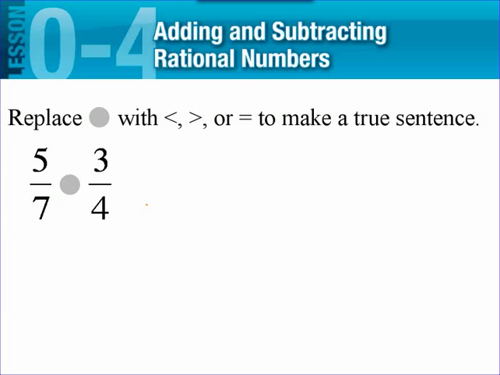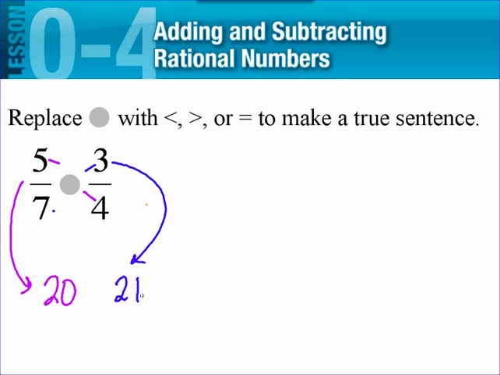So what we're going to do is compare this fraction right here. We need to replace it with a less than sign, a greater than sign, or an equal to sign. So if I look at 5/7 and compare it to 3/4, once again I'm going to take 4 times 5. I bring my answer down here, which is 20. I'm now going to multiply 7 times 3, and I get 21. So what symbol would go between those? Less than. Less than sign.